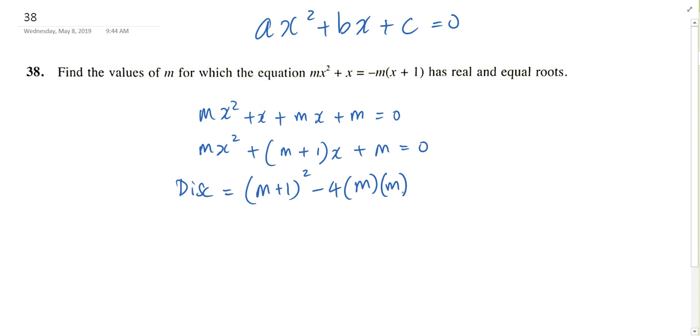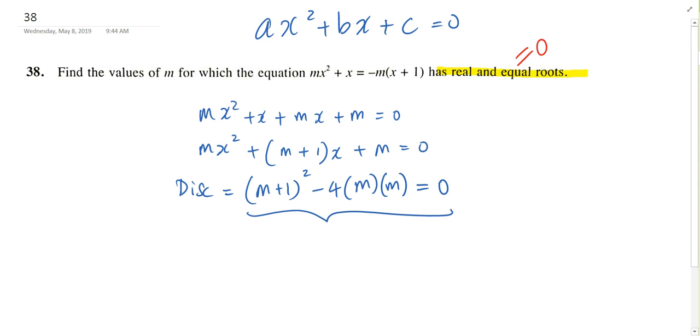What can you tell me about the discriminant? From the question. Why greater than 0? You need to revise, huh? Class, when we have real and equal roots, what does it tell us about discriminant? Equals 0. Equals 0, not greater than 0, Kevin. Greater than 0 is for two distinct roots. So this is equal to 0.